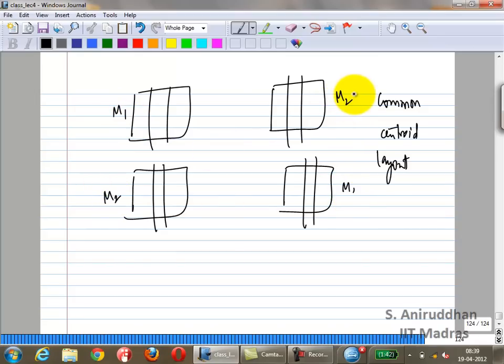I can do something like this. It should be even better. Right? So this is called a common centroid layout. So this way, if you split it up as M1, M1, M2, M2, vertical gradients no problem, horizontal gradients no problem. This is even better than the previous case for horizontal gradients.